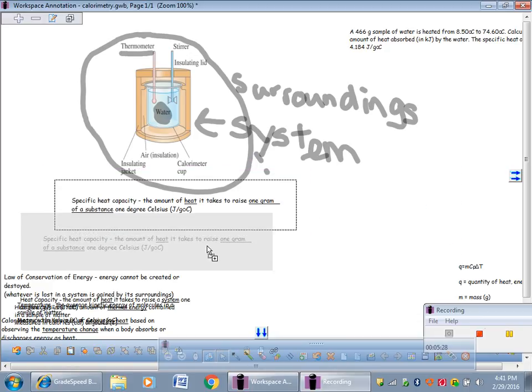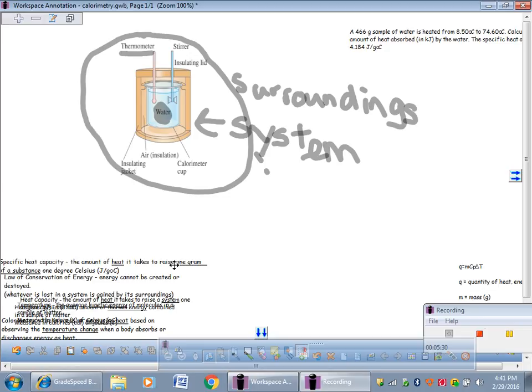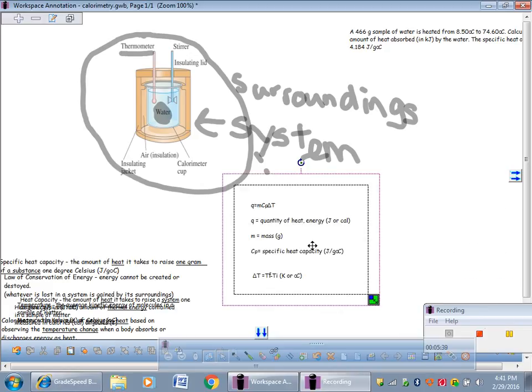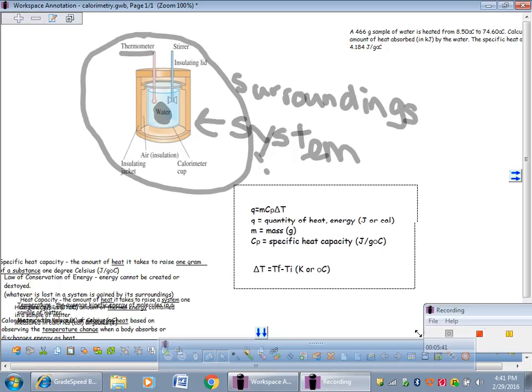So if you need to, you can go back and review those terms. They're also on the notes that I have given you. I just wanted to review them before we get to our math. So this is the equation that you'll be using with calorimetry.